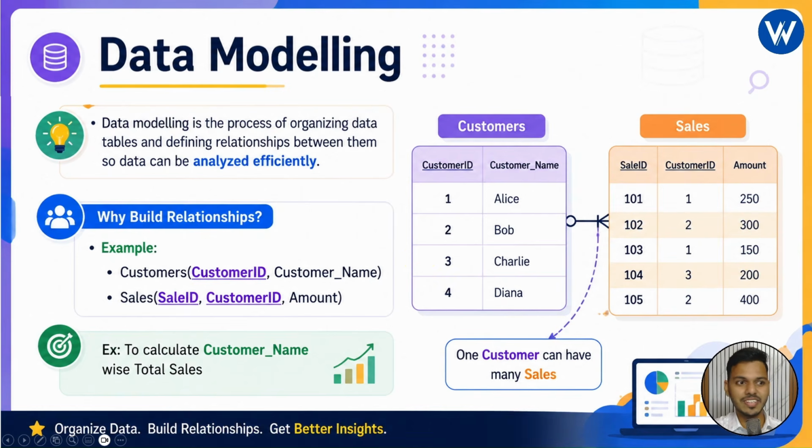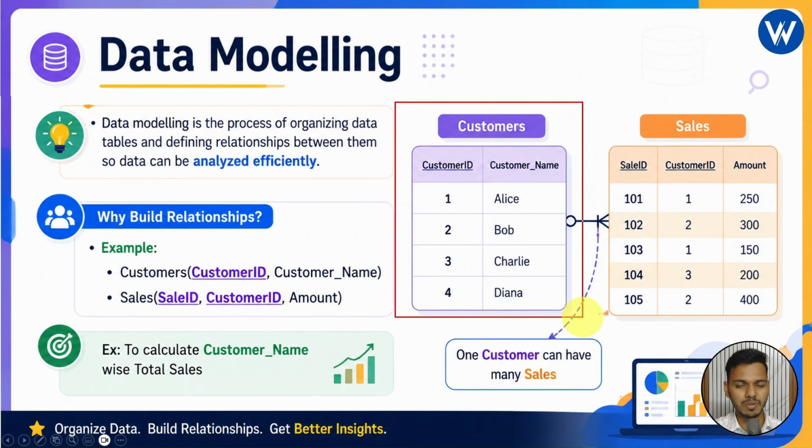I think the screen is clearly visible. So first let us understand why we need to build a relationship between the tables. So let's take an example. Here I have taken one customer table. And next we have the sales table.